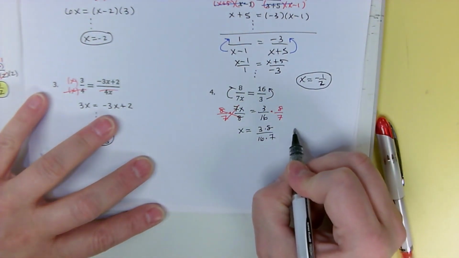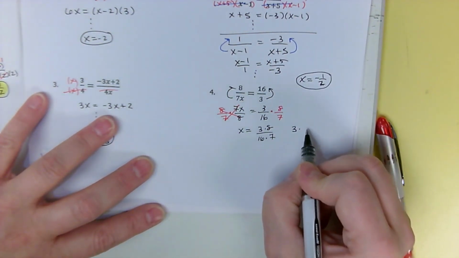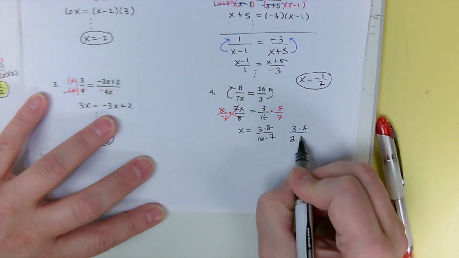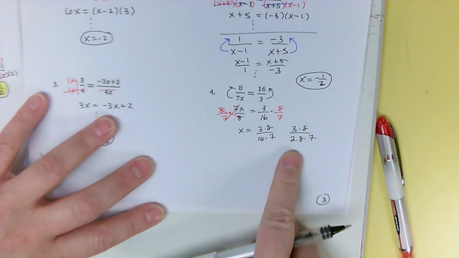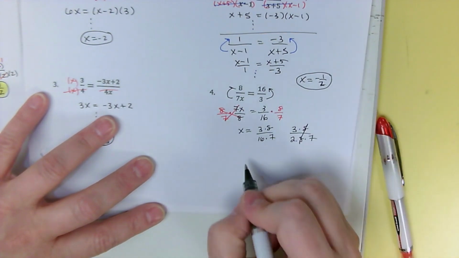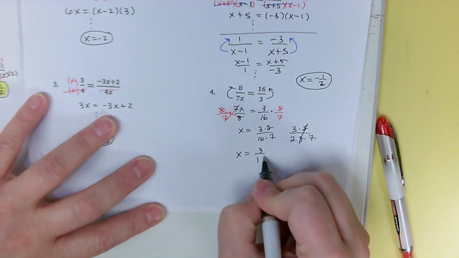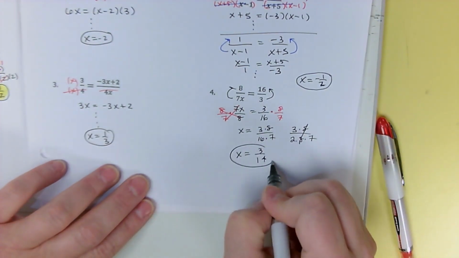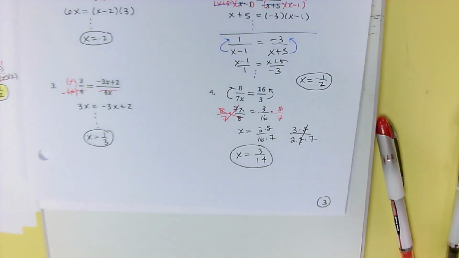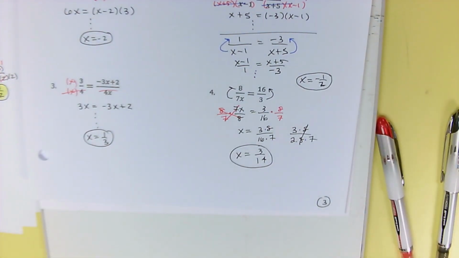And then, of course, this one, I know that 16 is 2 times 8. So I'm just going to factor 16 into 2 times 8, take out the 8s. X equals 3 over 14. Okay, so any questions?